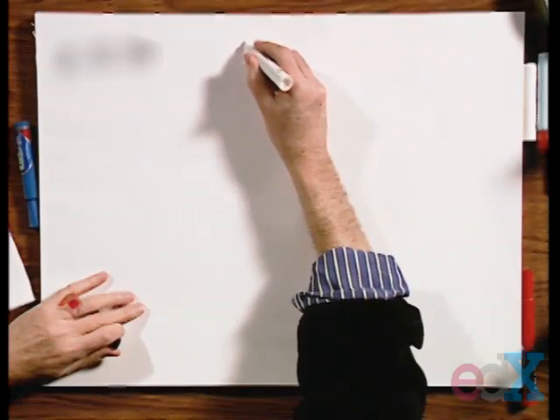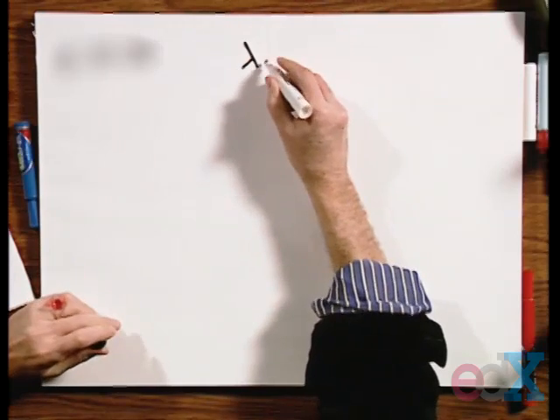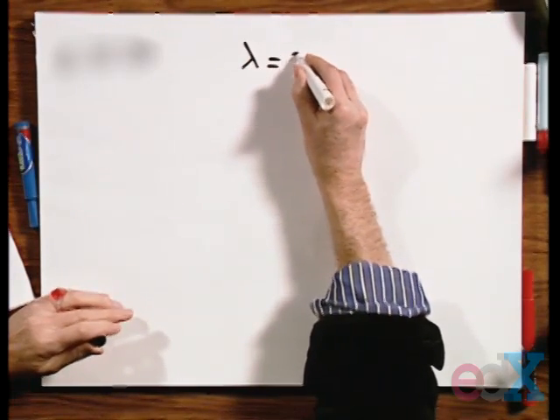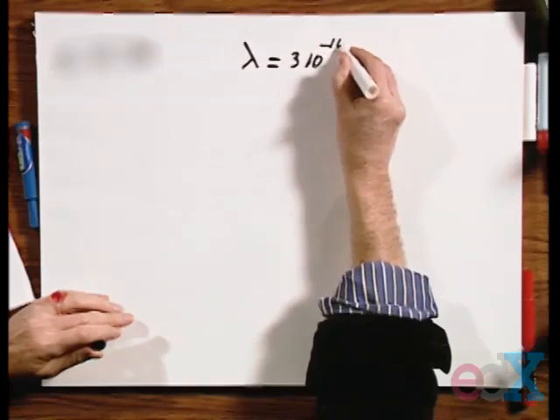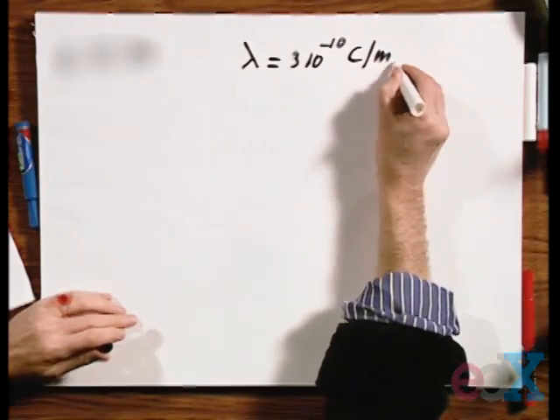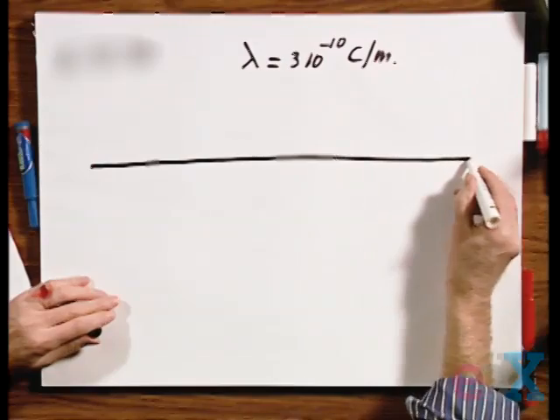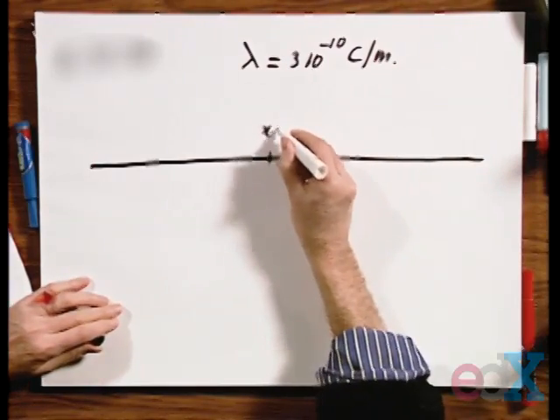I have a very long wire. We think of it as infinitely long, with the charge per unit length, which I call lambda, 3 times 10 to the minus 10 Coulomb per meter. Here is this long wire. Here is x equals 0.